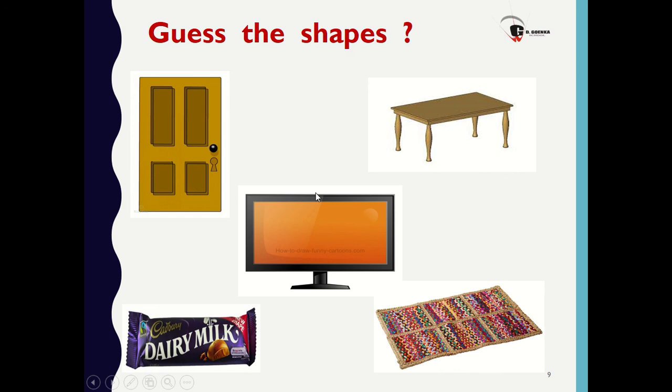And you can see the opposite side of this LCD. Opposite sides are equal. You can see this side is opposite to this side and this side is opposite to this side. So, what is the shape? Rectangle. Okay, you can see this is a mat. What is the shape? Rectangle.